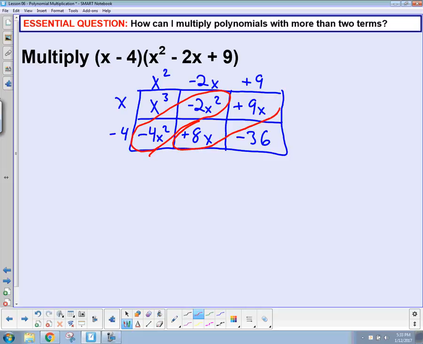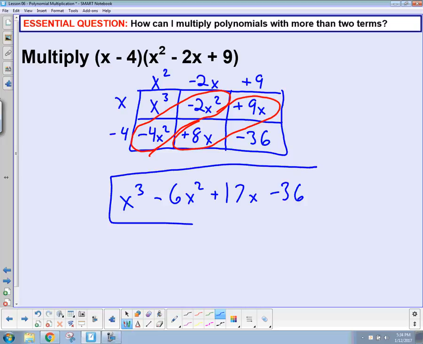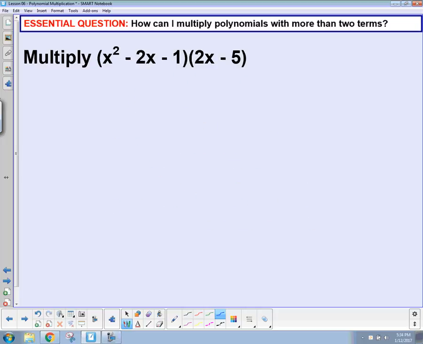So, final answer. X cubed, negative 2, negative 4, that's negative 6x squared. 8 and 9, that's a positive 17x minus 36. Boom. And again, you can stack this however you want. Like I said, you can go along the top. Try to do this one a little quicker so we can keep our video down to 10 minutes.